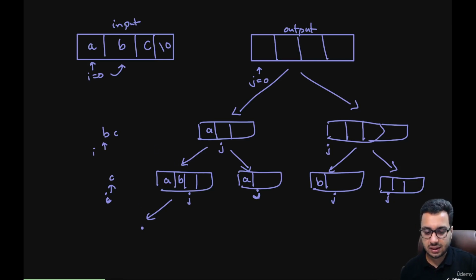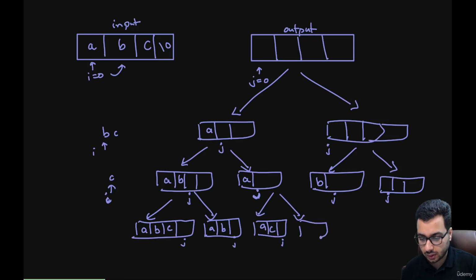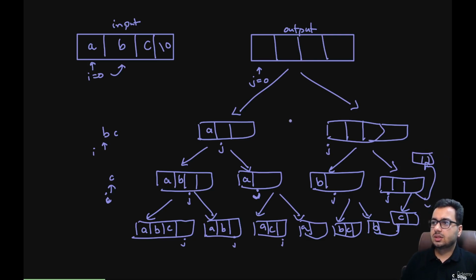Okay, and if you take C here, it would be something like this: A, B, C, and J would jump here. If you don't take C, it would be like this: A, B, and you can see J would be here. If you take C, it would be like AC. If you don't take C, it would be like A only. If you take C, it would be BC, and if you don't take C, it would be like B. If you take C, it would be like C. If you don't take C, it would be like null. Okay, so this is going to be a null array. So I've drawn it here.